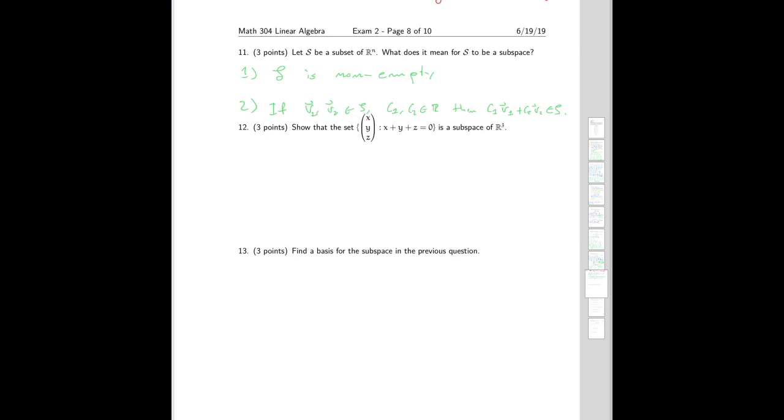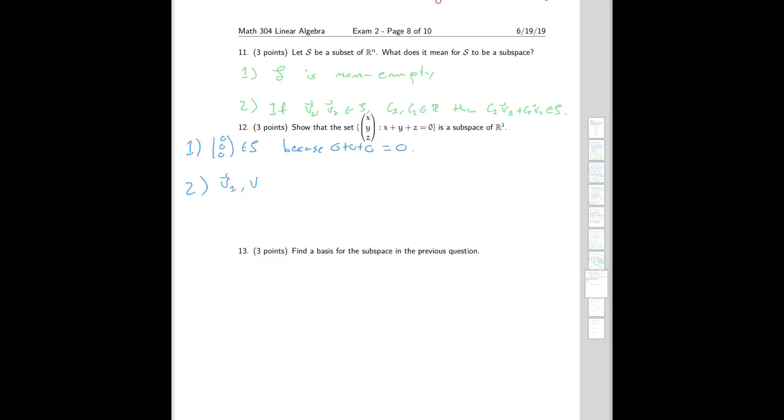Okay, so first things first, we need to show it's non-empty. So 1, if you look at the vector 0, 0, 0, this is in S. Why is it in S? Because 0 plus 0 plus 0 equals 0. And what does a vector have to do to be in S? Well, you just add the entries together and it's equal to 0. Okay, 2, we need to show that linear combinations are in S.